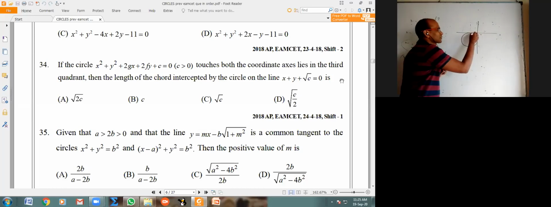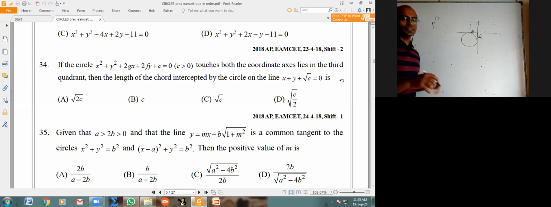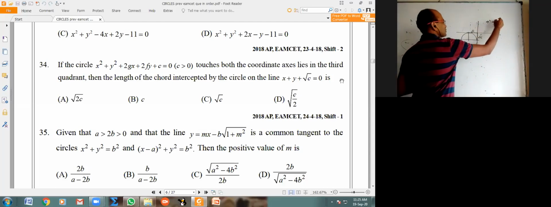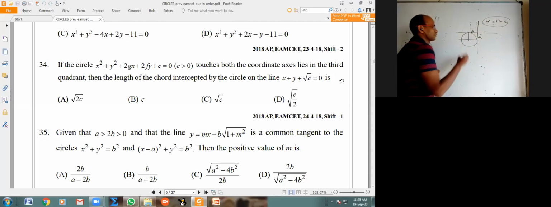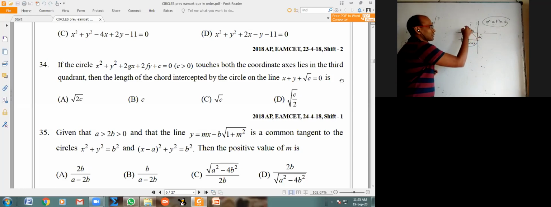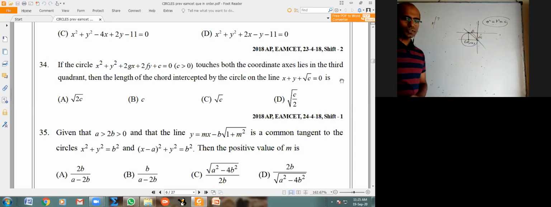So here, coming to this present question, this length is root C, this is also root C, because you said it is in the third quadrant, touching both. Anyway, you can also understand g square equals f square equals c. We know that condition anyway. So this point is minus root C comma minus root C. That is the center because of the figure. Anyway, x plus y plus root C, what is that line? It is exactly passing through these 2 points. X-intercept minus root C, y-intercept minus root C.